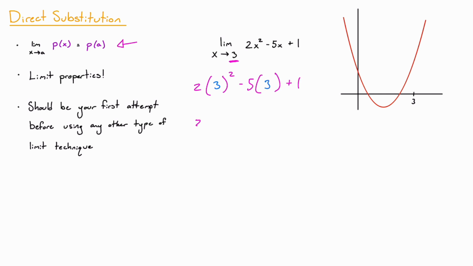And we solve this, we get 2 times 9 minus 15 plus 1, so we get 18 minus 15 plus 1, and this equals 18 minus 15 is 3 plus 1 is 4. So our answer here is 4.